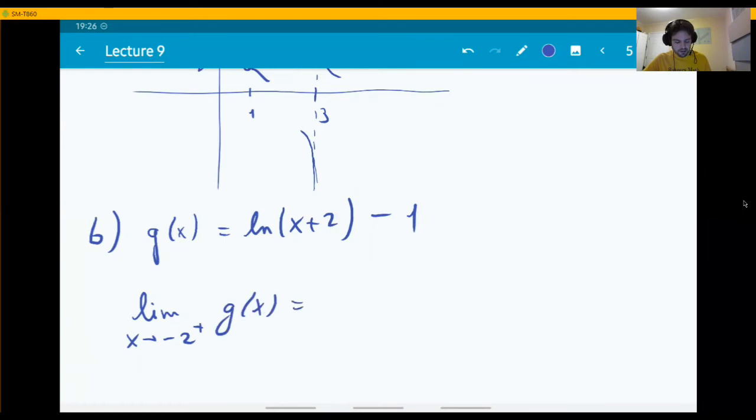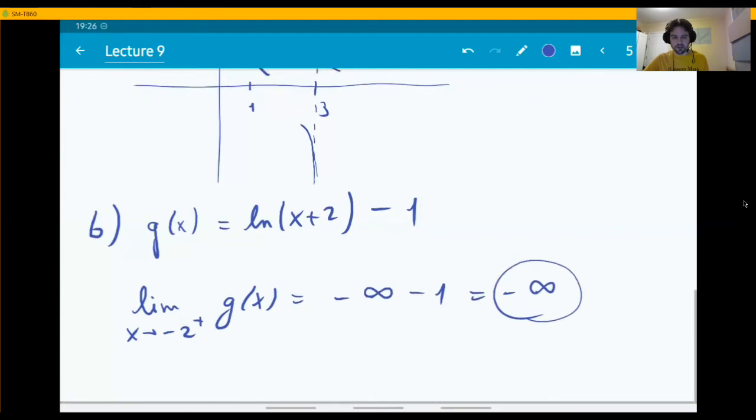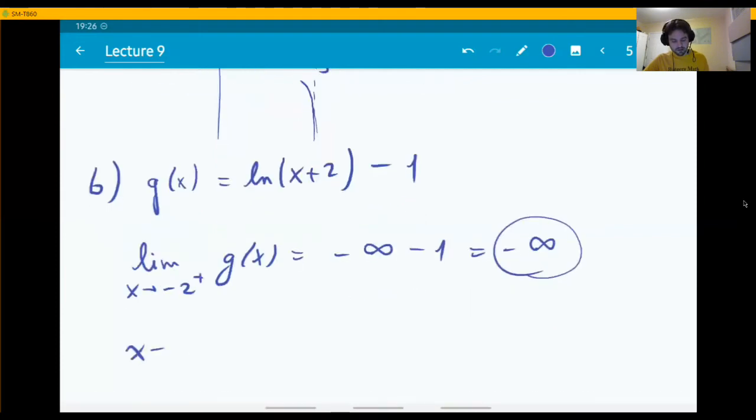And what is it? Well, when x goes to -2, x plus 2 goes to 0, ln of 0 goes to -infinity. You have -infinity minus 1, which is just -infinity. But because it is a form of infinity, there is an asymptote there. X equals -2 is a vertical asymptote. It's the only one, actually, because there are no other places where there could be an asymptote.